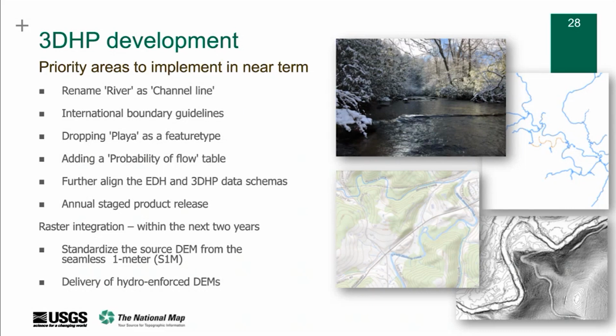And we're going to be looking at ways that you can identify closed basins without that playa feature type within 3DHP. We'll be adding, this is a very popular one, a probability of flow table, so that, I know people miss the perennial, intermittent, ephemeral classifications. We're not going to be creating those anymore, but we do plan on distributing a way for features to be defined as the number of days of flow associated with a feature. So from 0 to 365, and they'll also have confidence intervals associated with those values. So you can see how confident we would be to say that there's 50 days of flow or 300 days of flow.